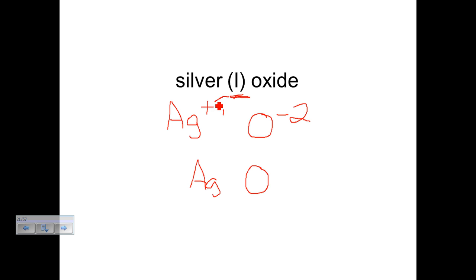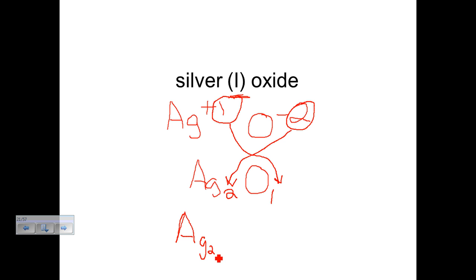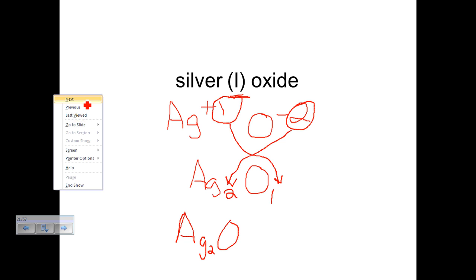But we're going to crisscross these down now. Okay. Crisscross the 1 down here. Take the 2. We're going to bring that down here. This is a 2 now. So our formula is going to be Ag2O. Just like that. Okay? That's it. That's all you got to do.